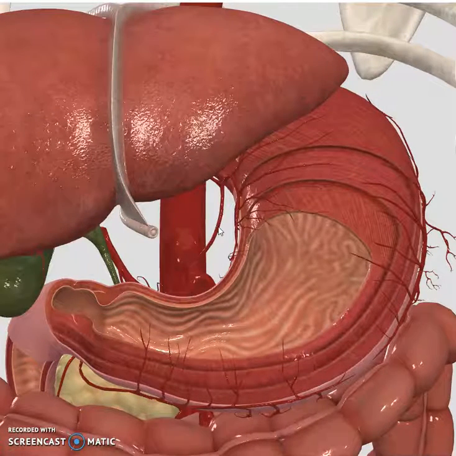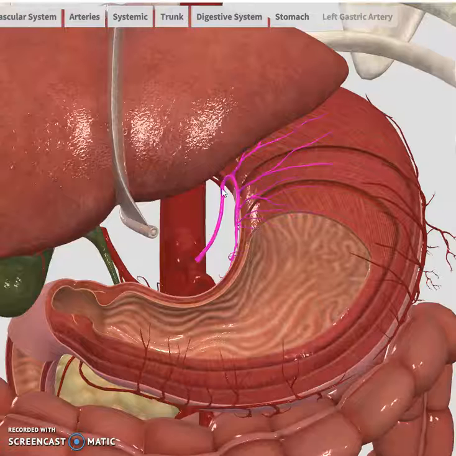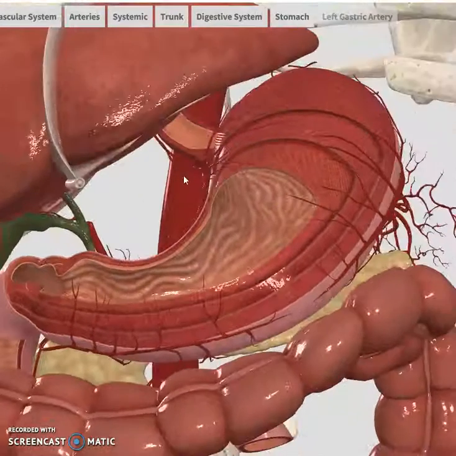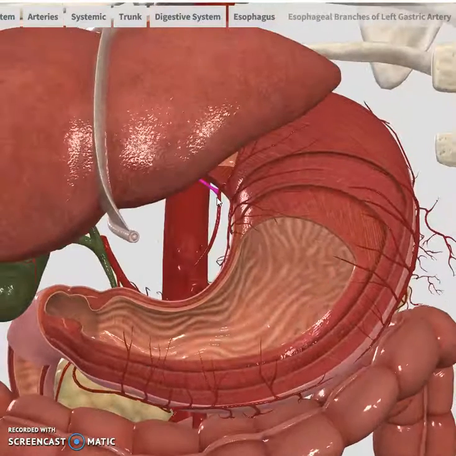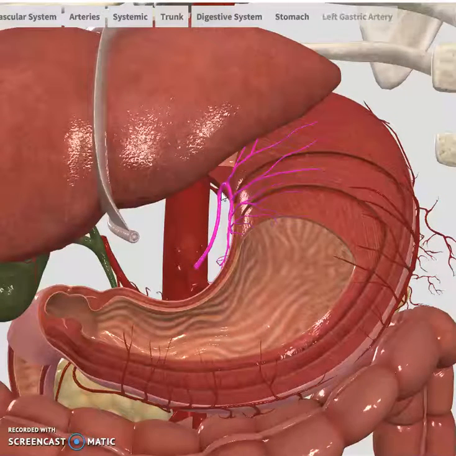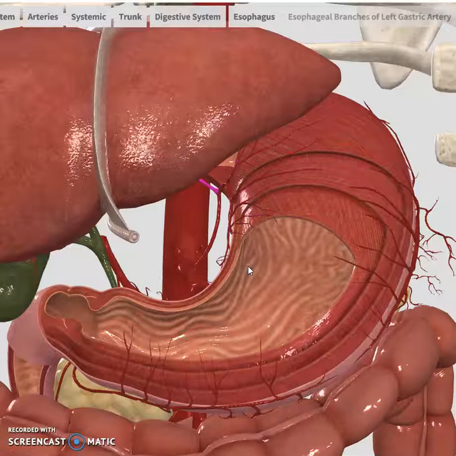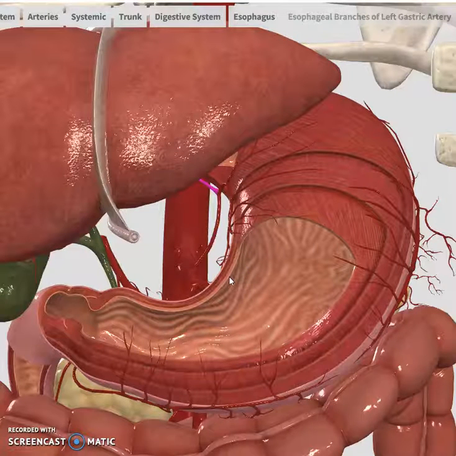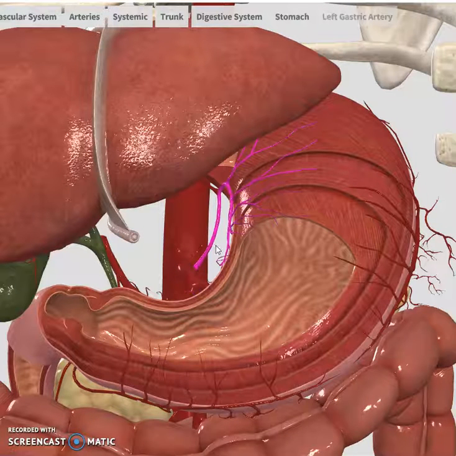So this is actually the left gastric artery, and this left gastric artery has another branch that is going up to the esophagus, also known as the esophageal branches of the left gastric artery, and this one is pointing towards this side. As you can see here, it is a branch of the left gastric. This is the left gastric artery, and this one is the esophageal branches. So the left gastric artery is the first branch of the celiac trunk. As you can see here, this is the celiac trunk, and the first branch is the left gastric artery.